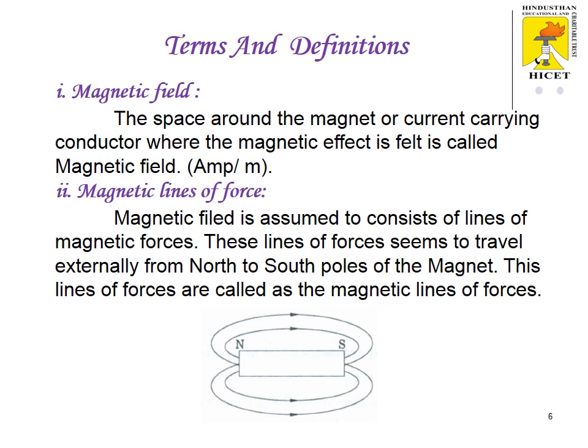The second one, magnetic lines of force. Magnetic field is assumed to consist of lines of magnetic force. These lines of force seem to travel externally from the north to the south pole of the magnet. These are called magnetic lines of force. Please look at the diagram. The magnetic lines of force are ejected out from the north pole of the magnet and move towards the south pole. The force exerted by the magnetic material is represented by magnetic lines of force.